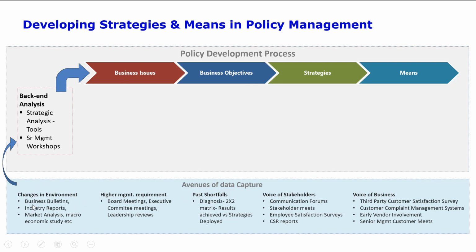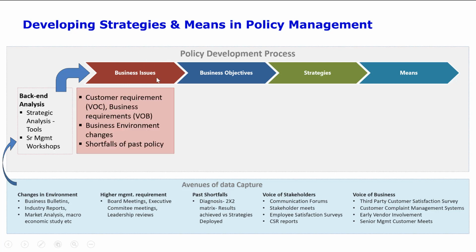For example, the changes that have taken place in the business environment, the higher management requirements, aspirations, past shortfalls with the business, the voice of various stakeholders, and the voice of business. All this would flow into the backend analysis, which would lead to the identification of business issues. So as we discussed in the earlier slides, the business issues are of 4 types. It either arises from a customer requirement through a VOC or the business requirements, the VOB, the business environment changes, or the shortfalls in past policies. These are the 4 things that define your business issues.